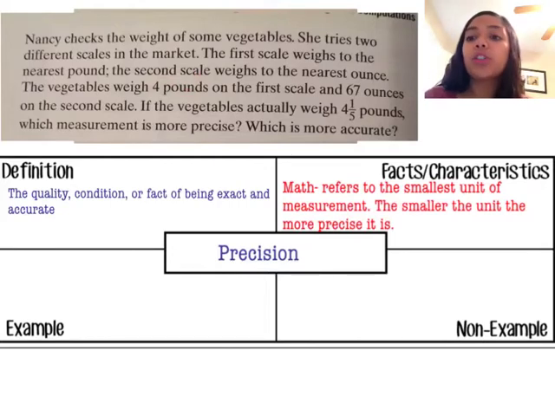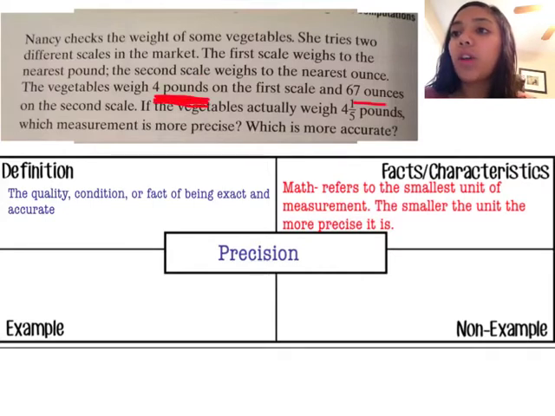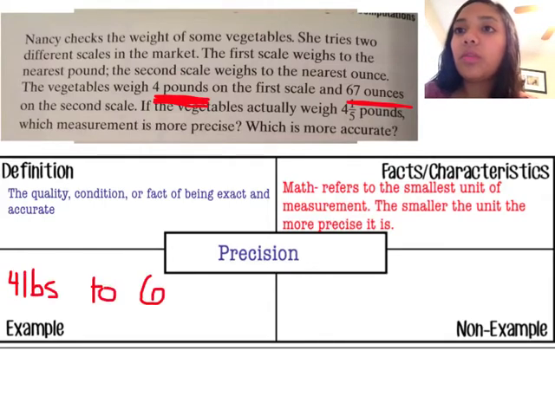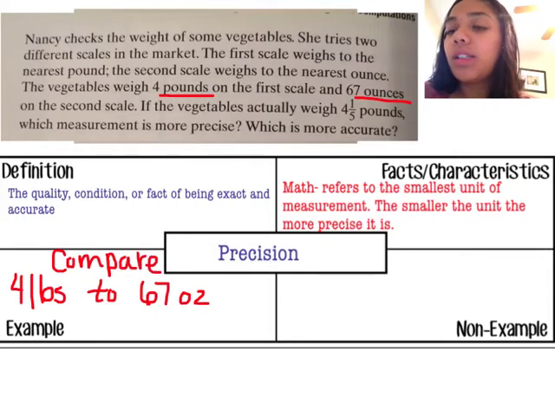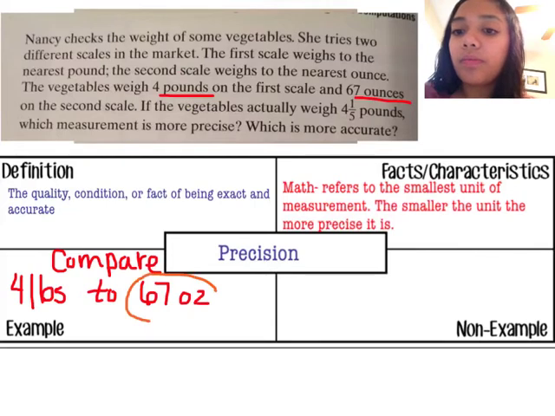So, precision, in math, is referring to the smallest unit of measurement. The smaller the unit, the more precise it is. So let's look at our measurement. We have pounds and we have ounces. So if I were to compare 4 pounds to 67 ounces, that's supposed to be 7.